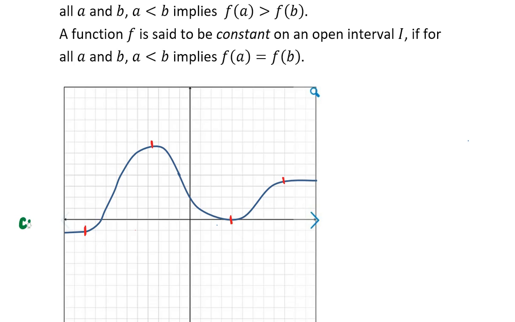So constant here and a constant here, right? Those are both flat. All right, so increasing, we're going to have something that is going up, right? As the x values get bigger, the y values also increase. All right, so this is increasing right here. And if you take a look at it, this is also increasing, right? So those two pieces are increasing.